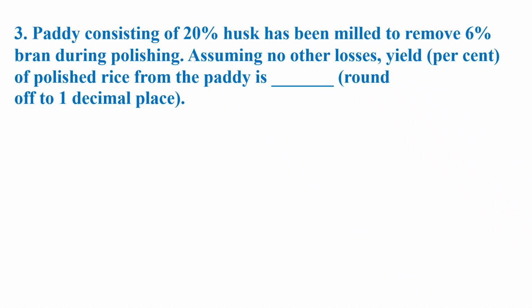Paddy consisting of 20% husk has been milled to remove 6% bran during polishing. Now we have to assume that no other losses have occurred, and the yield percent of polished rice from the paddy is how much, rounded off to 1 decimal. So first of all, we'll just assume 100 kg of paddy. You can also take 1000 kg, better to take a round number. So we'll assume over here 100 kg of paddy.